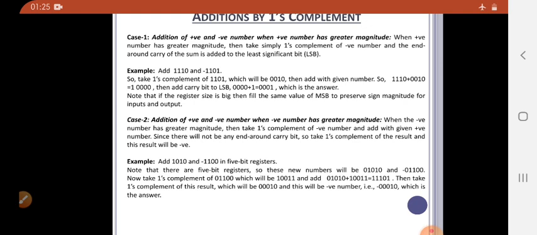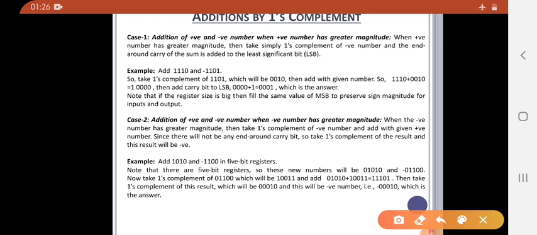You will get the result 11101. Then take 1's complement of this result also, which will be 00010, and this will be a negative number, that is negative 00010, which is the answer. Now this will also be very clear when I explain.